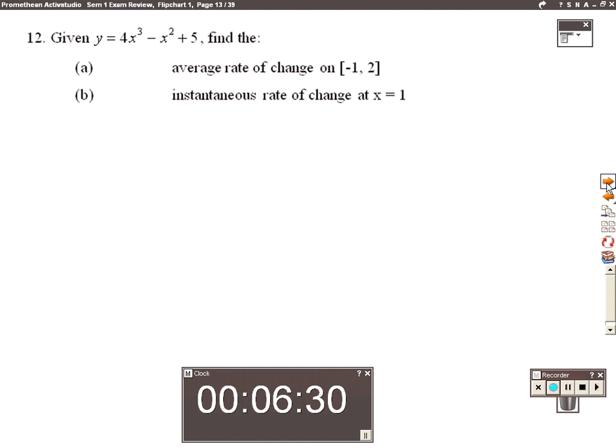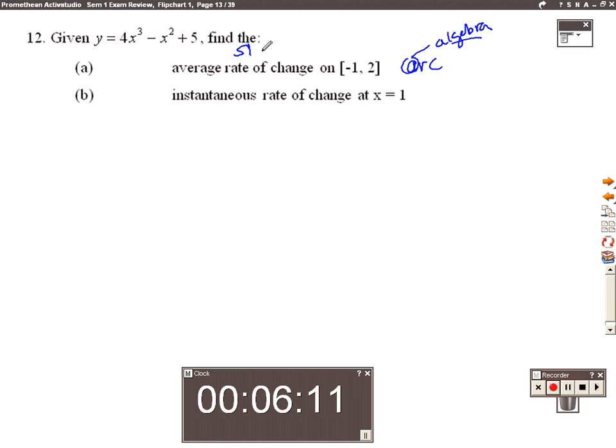Problem number 12, we're looking for the average rate of change. And remember, our abbreviation for average rate of change is ARC. The word average begins with the letter A, just like the word algebra begins with the letter A. So this whole concept of average rate of change is slope, of course.